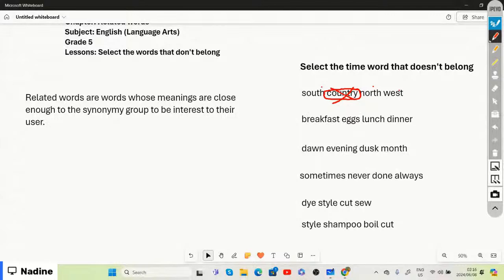All right. So if we were to select a word that does not belong here, then we will choose eggs. Yes, eggs is one of our breakfasts, but they are not asking about the food. They are asking about, for example, whether it's breakfast, lunch, or dinner. So not eggs. Eggs falls under breakfast. All right, then we're going on to the next one. It says dawn, evening, dusk, month.